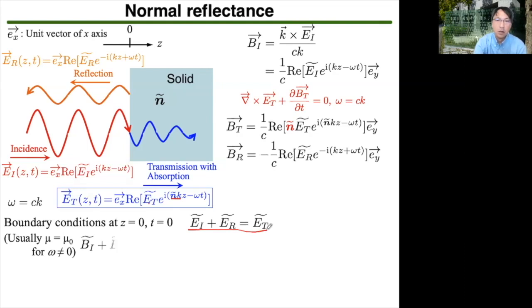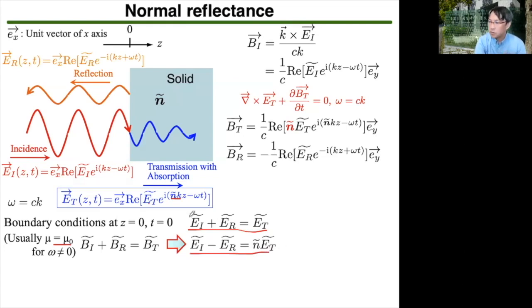On the other hand, the magnetic permeability mu is almost the same as that in vacuum, mu0, even for the solid when omega is away from 0, which will be discussed later. Then the magnetic field B also becomes continuous at the boundary z equals 0 along the x and y directions parallel to the surface plane. Therefore, we get the relation of the magnetic field and finally obtain this one.